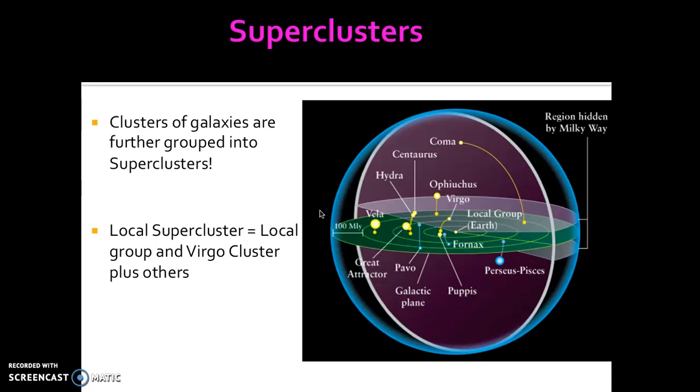Superclusters are clusters of galaxies that are further grouped, okay? So the local supercluster is the local group and the Virgo cluster plus others. That's our local supercluster. And in the next lecture series, we're going to talk about how we have these clusters of galaxies and then spaces of just nothing in the universe and then more clumps of galaxies, which is pretty cool.